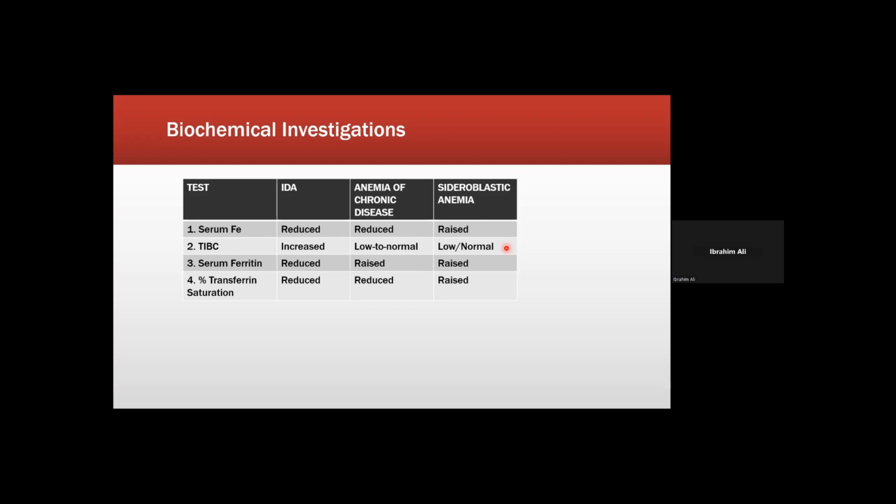For anemia of chronic disease, serum iron will be reduced, and TIBC can be low or normal. Ferritin, as I told you, will be higher in the storage in the bone marrow, but in circulation, that is serum iron, it is low. Also, transferrin saturation is reduced. That's it, I think, for our scope today.